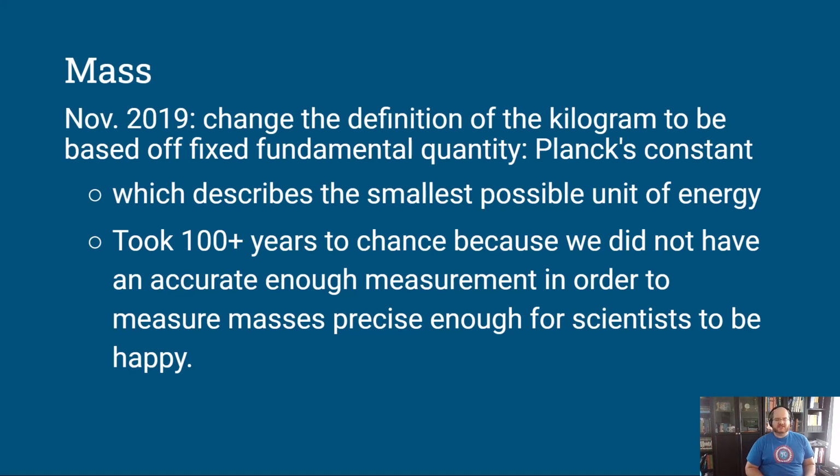Now, why did it take 100 plus years from when we figured out what Planck's constant was to use it now to describe what a kilogram is? Well, because now we finally have the technology to make accurate enough measurements to measure the masses precisely enough for scientists to be happy. So really it just came down to advancing our technology to be able to make the super small precise measurements.